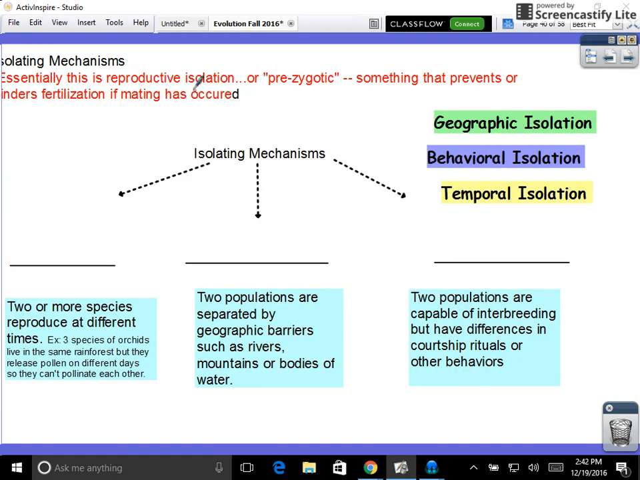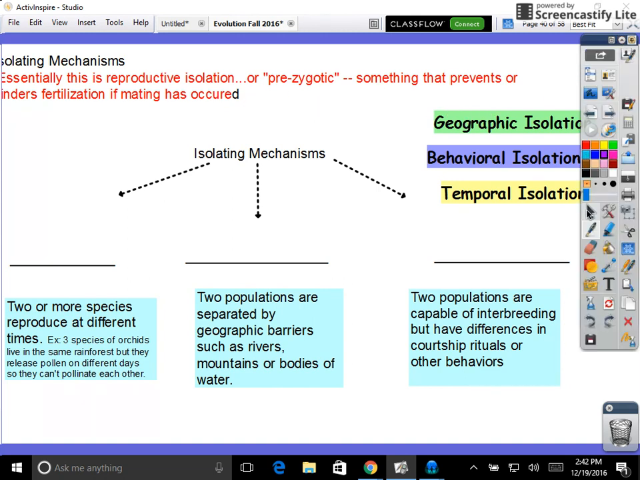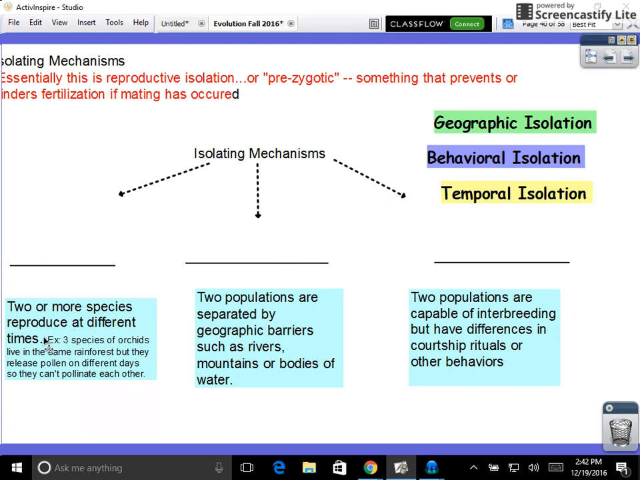The ones we're focusing on are reproductive isolation, or prezygotic, so something that prevents fertilization from occurring. There are different types. Two or more species that reproduce at different times, that's temporal isolation, and the word temporal means time.